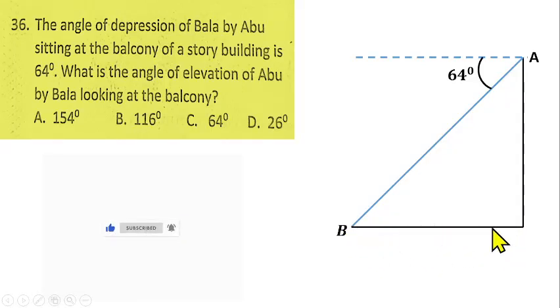Now if you leave this initial sight and look up, there will be an angle here, which is the angle of elevation, because it left its initial sight to look up. You know that the angle of depression is equal to the angle of elevation here, which should be 64 degrees as well, because this angle and this angle are alternate angles. So the angle of elevation is also 64, which is option C.